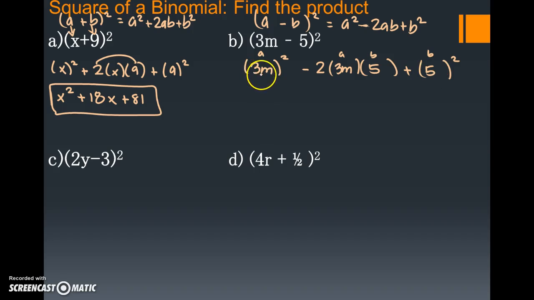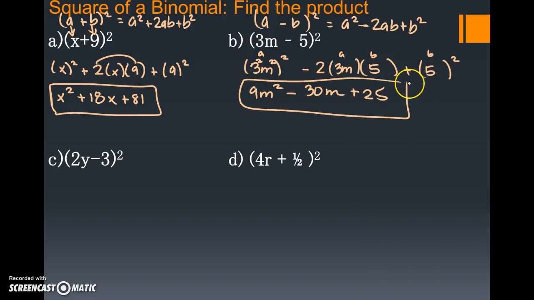Okay, so remember, (3m)² is not 9m, and it is not 3m². You have to square both of these. So squared and squared, it's going to be 9m². And then minus 2 times 3 is 6, 6 times 5 is 30m. Check my math: 5 times 3 is 15, times 2 is 30. And then plus 5 squared is 25. There you go. I know I'm taking a really long time to explain it, but it's just because I want to make sure that you have it.